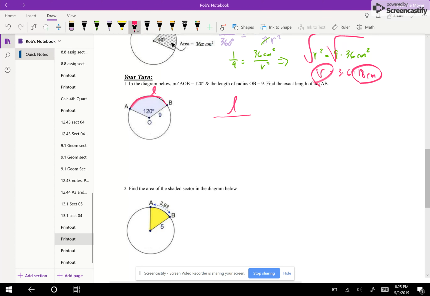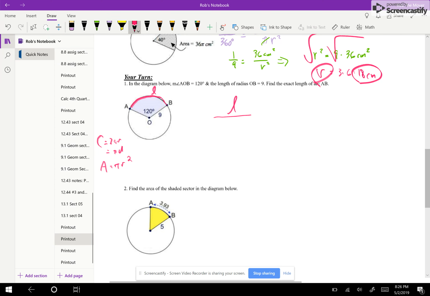A lot of you are totally forgetting the circumference formula, 2 pi r, which is also pi times d. If you forget that, write it down somewhere. You guys got to memorize these, okay? You've been dealing with these for too long.